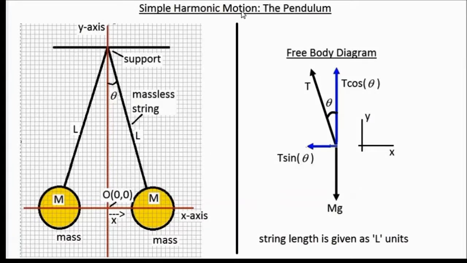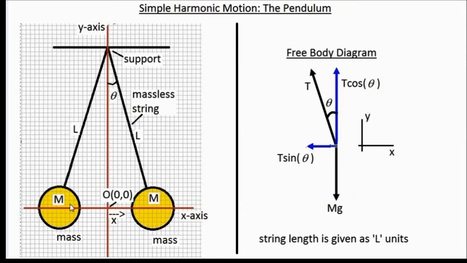Simple harmonic motion, the pendulum. We have a simple pendulum shown here. There's a string of length L which is connected to the support. At the other end of the string is a mass M connected. When the mass M is slightly displaced to the right and let free, then it begins to oscillate.